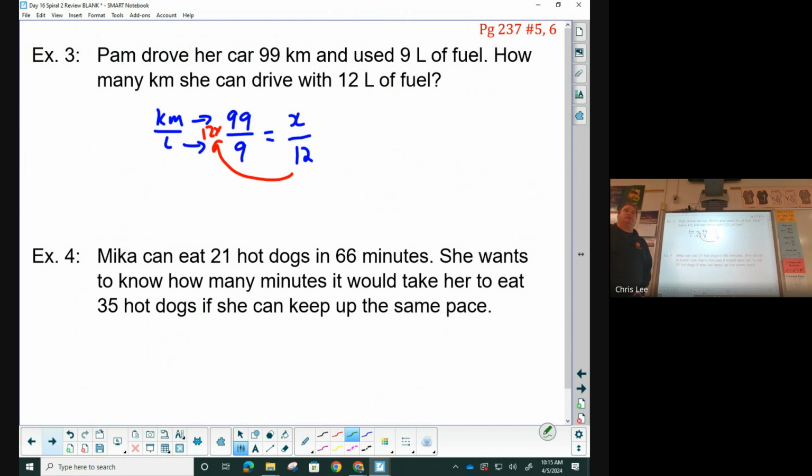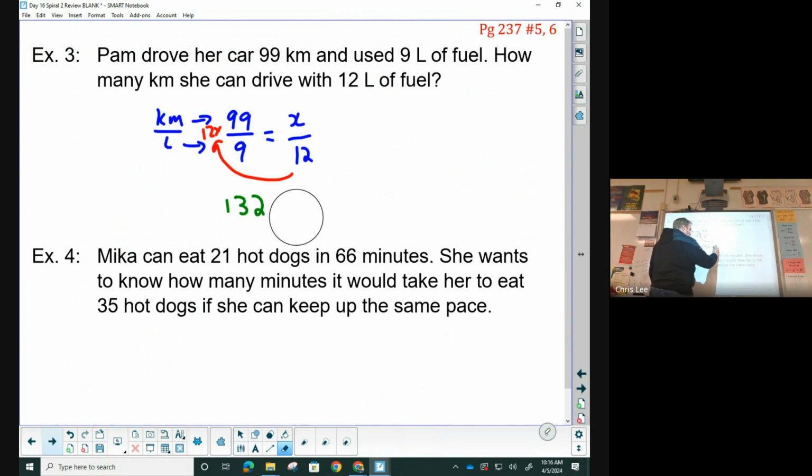Let's go to our calculator. You might go 99 times 12 that way, or 12 times 99. Doesn't matter. 1188 divided by 9 is 132. 132 what? Kilometers. Isn't there another way we can do this? Yep. She can drive 132 kilometers with my sentence.